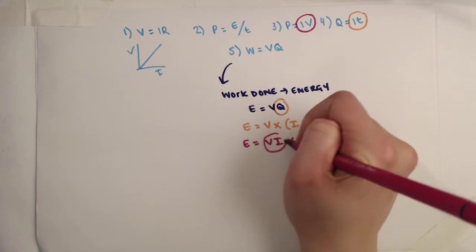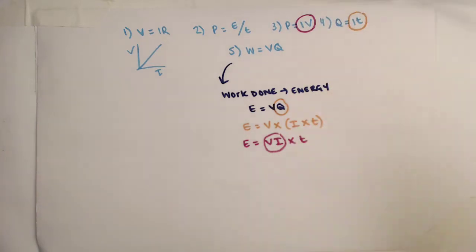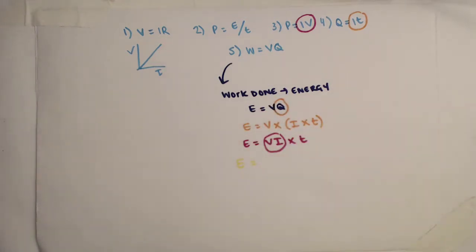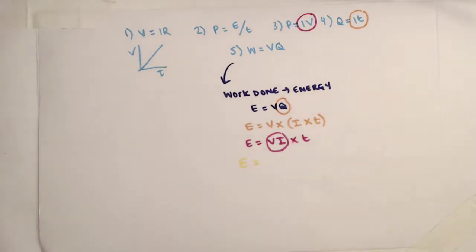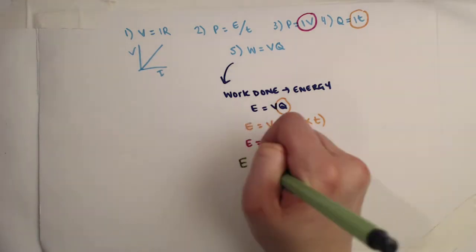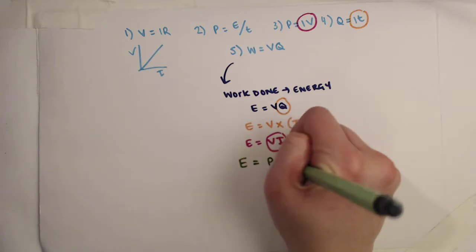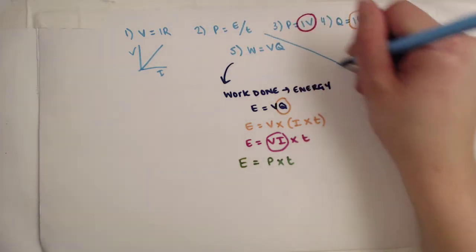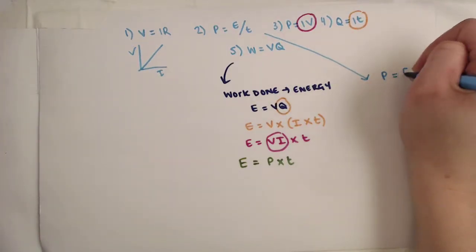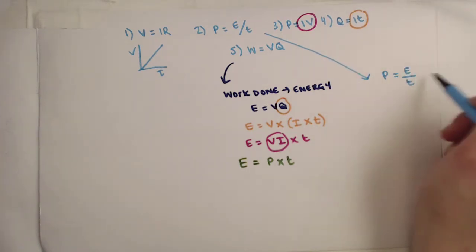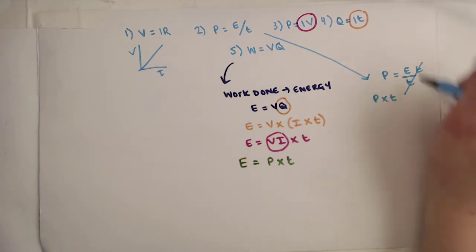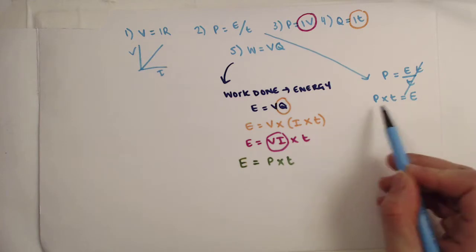So in this equation we have energy is voltage times current times time, right? And IV is power. So we therefore have energy is equal to power times time, which by rearranging this equation here, power equals energy divided by time, multiply both sides by time, power times time, you've got E by itself. Energy is power times time.